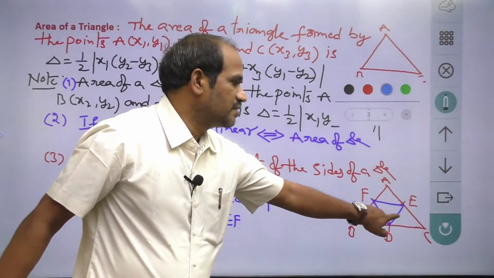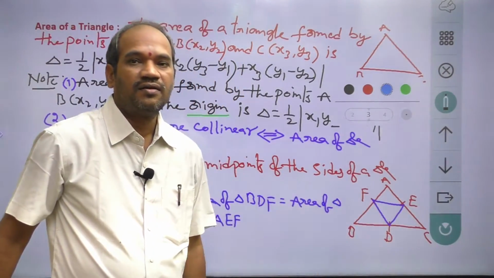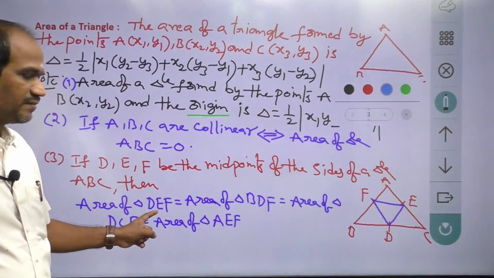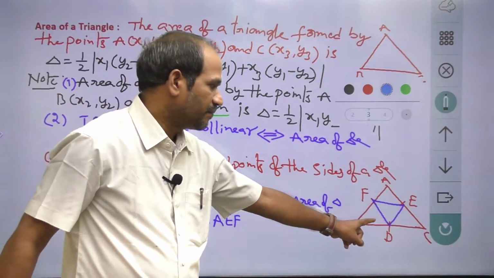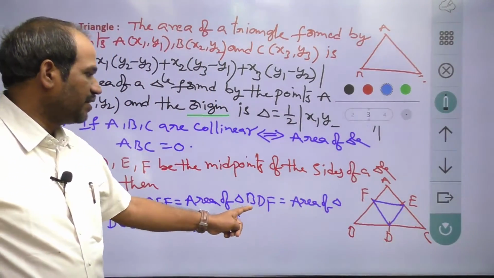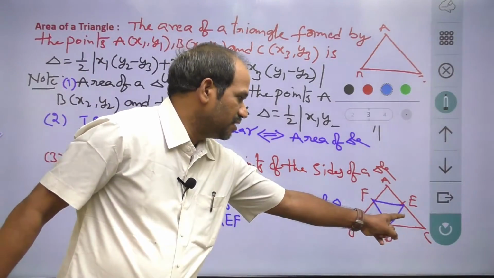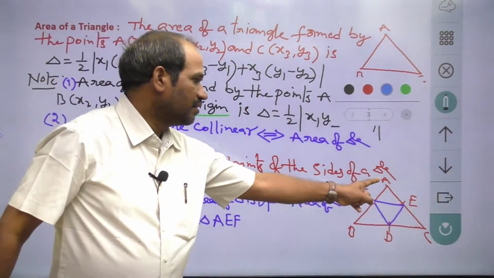These four areas are equal. The areas of the triangles are equal here. See here, the area of DEF is equal to the area of BDF, and the area of triangle DCE is equal to the area of triangle AEF.